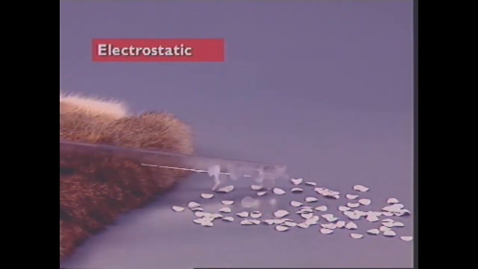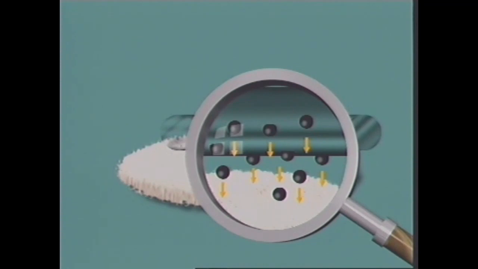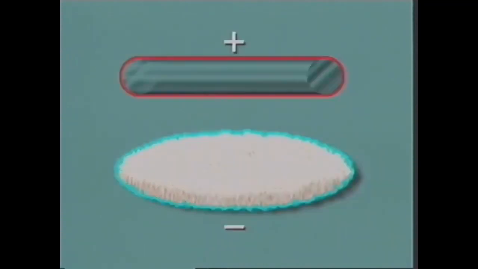This section examines static electricity. Static electricity can be induced by rubbing two insulators together. One material loses electrons to the other. The one losing electrons becomes positively charged. The other gains electrons to become negatively charged.